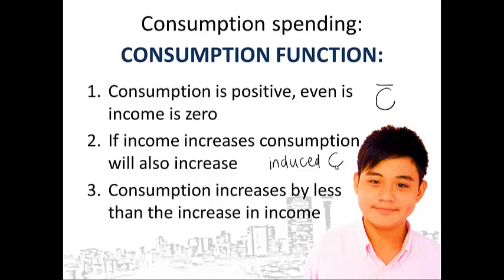3. When income increases, consumption also increases, but by less than the increase in income. For example, if his income increases by 100 Rand, his consumption will increase by less than 100, by, for example, 90 Rand, because he saved 10 Rand. The percentage of income that we spend is called our marginal propensity to consume. Therefore, induced consumption is a percentage, shown by a small c, of the income we get.